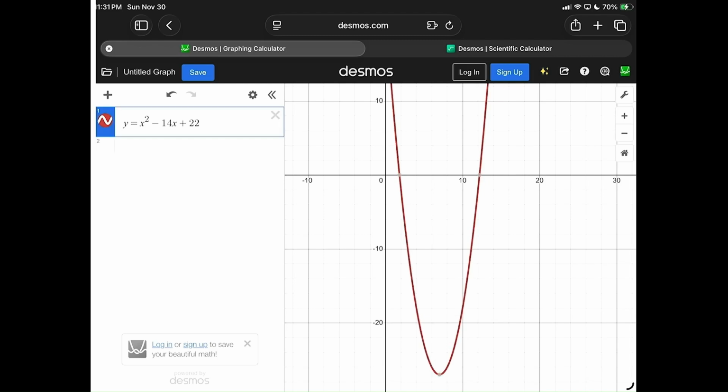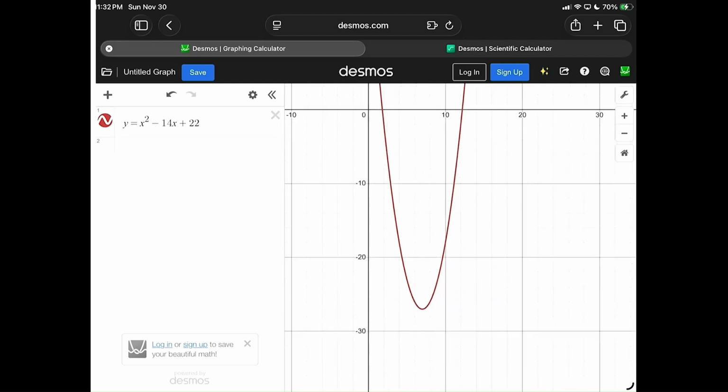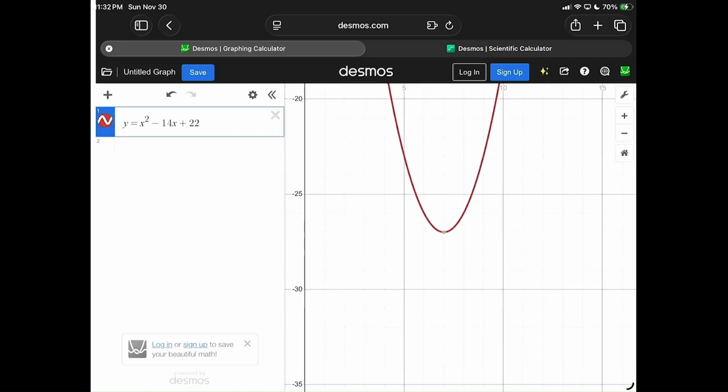And you can see here that the minimum value does occur at (7, -27). Now, with it asking for the x value, it was faster the original way that I showed you. But if it were asking for the y value, then definitely Desmos would be faster.